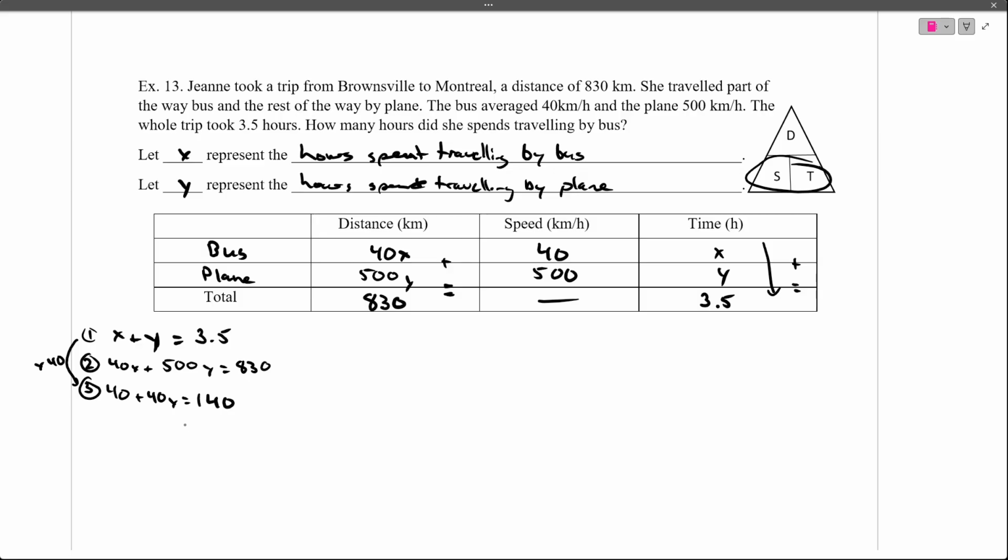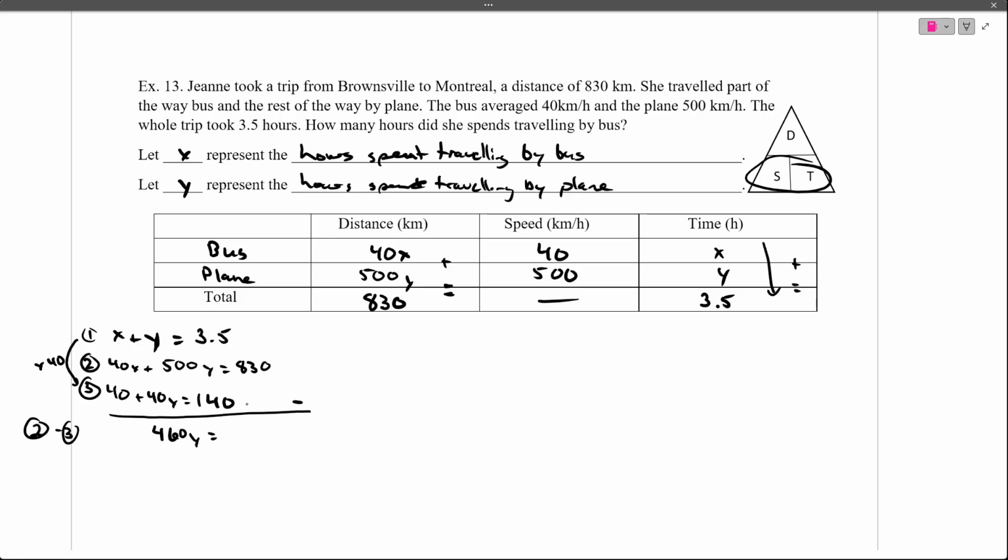And what can we do with this? We can subtract. We have the same coefficient and the same sign. So let's subtract: equation 2 minus equation 3. 40 minus 40, gone. 500 minus 40, that's going to be 460y.